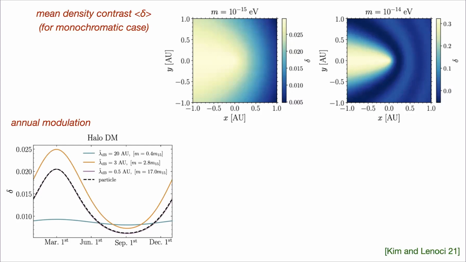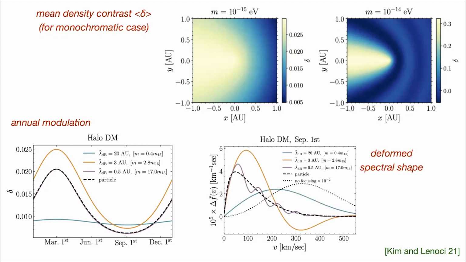If we think about the particle mass such that the wavelength is much smaller than the AU scale, the annual modulation pattern will be more or less similar to particle dark matter. But whenever the wavelength becomes AU scale or larger, the annual modulation pattern for wave dark matter will deviate from particle dark matter. So there may be more annual modulation, or maybe less annual modulation if the wavelength is much larger than the AU scale. There is also some deformation of the spectral shape.